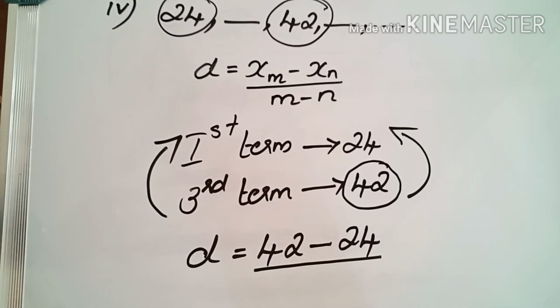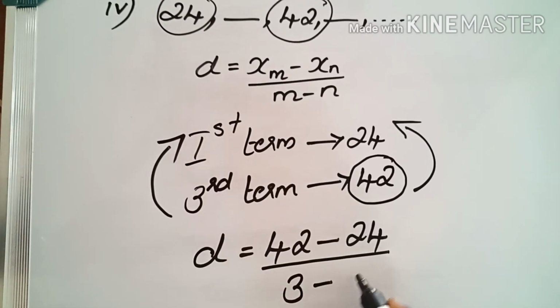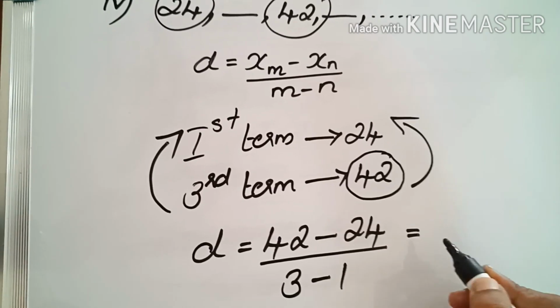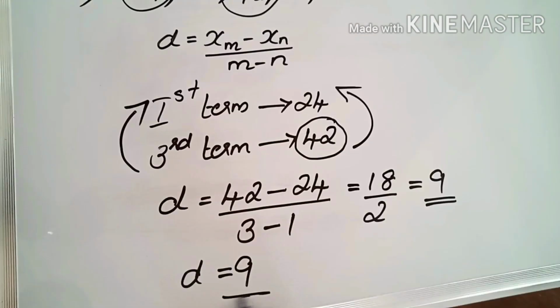So 42 minus 24 divided by m minus n, that is the difference of positions. So highest position minus lowest position, that is 3 minus 1. So the answer will be 42 minus 24 is 18, divided by 3 minus 1 which is 2. So 18 by 2, answer is 9. So 9 is the common difference.